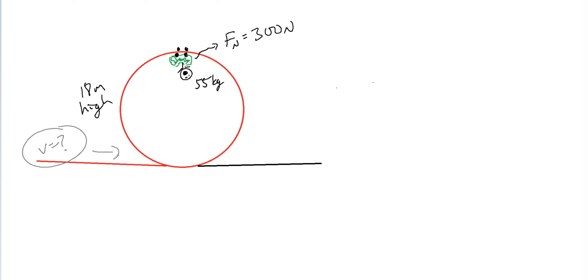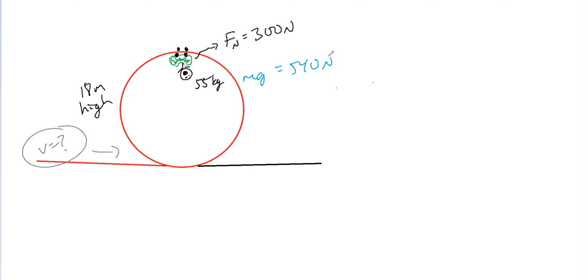I've also got his mass, so I'm going to find his weight as well because that often comes in handy. So if I do the mg for a guy, I've got the 55 times 9.81. We're looking at a weight of about 540 newtons.